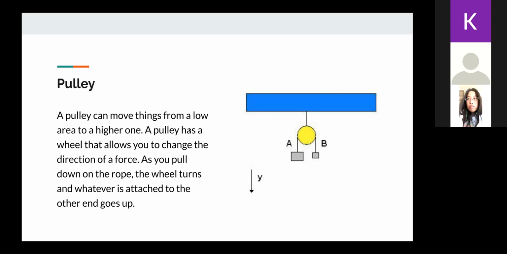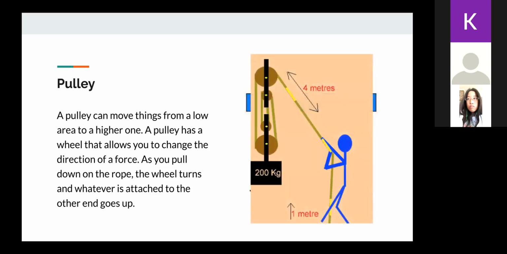That's basically it. A pulley can help move things from high to low. A pulley has a wheel. This helps us change the direction of the force. Some examples of pulleys include cranes, flagpoles, and window blinds.